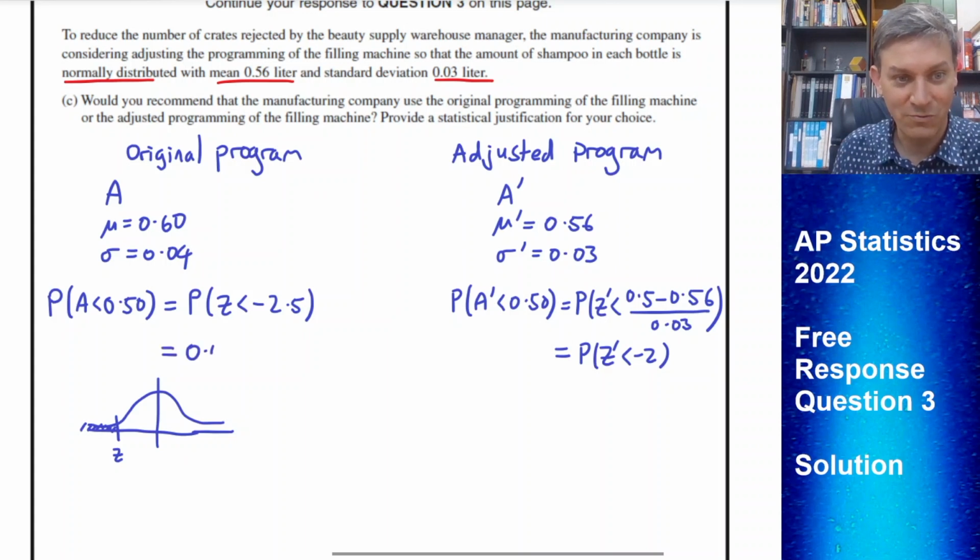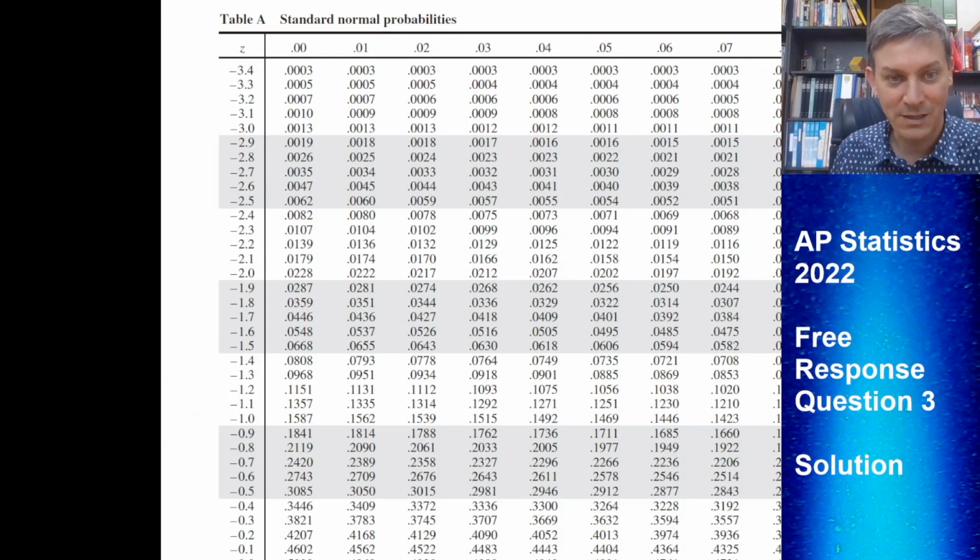So here we've already done this. It was 0.0062, and here the probability that z prime is less than minus 2. Let's go back to our table. Z prime less than minus 2 is here, 0.0228. Okay, so in fact it's a much higher chance of rejection.